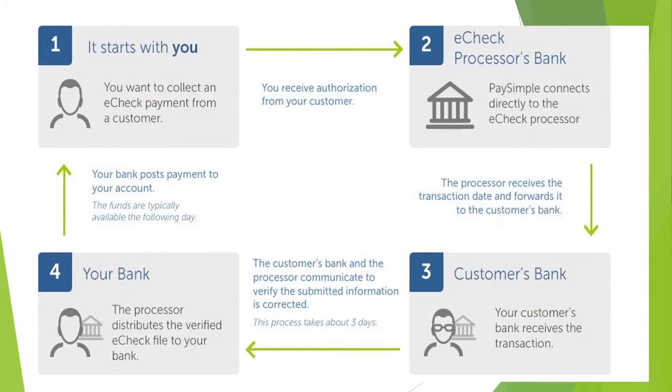Just to understand the process: you want to collect an e-check payment from a customer, so you receive authorization from your customer. It connects directly to the e-check processor, the e-check processing bank, and your customer's bank receives the transaction. The processor distributes and verifies the e-check file to your bank. Simply, it verifies the signatures and credits and debits both the accounts.